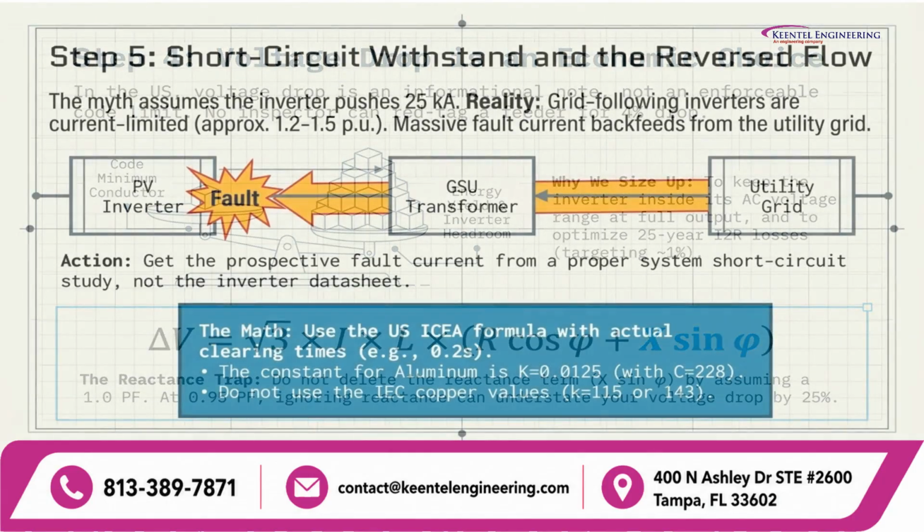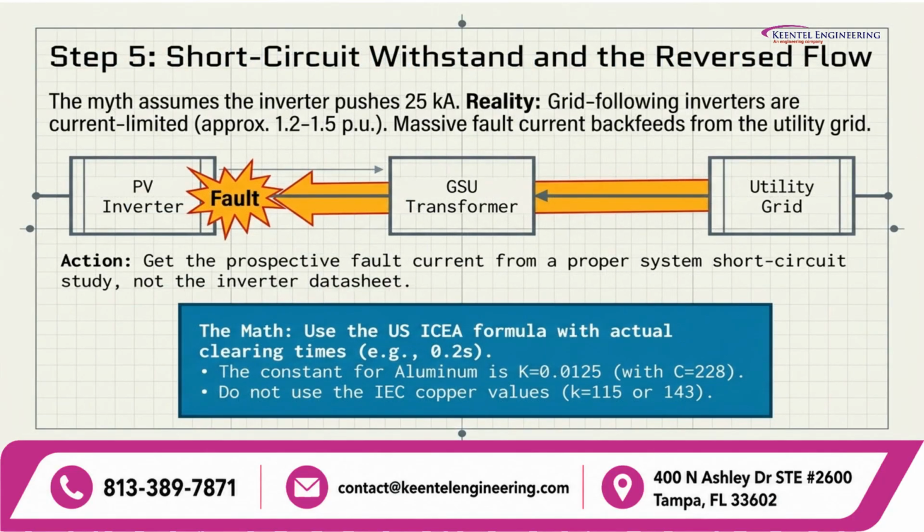power factor. A critical safety myth assumes the inverter pushes maximum fault current into the circuit. In reality, grid-following inverters are current limited to approximately 1.2 to 1.5 per unit. The massive prospective fault current actually backfeeds from the utility grid through the step-up transformer. Always determine short-circuit currents from a formal grid interconnection study, and size conductor thermal withstand using the US ICEA formula with appropriate clearing times and aluminum material constants.